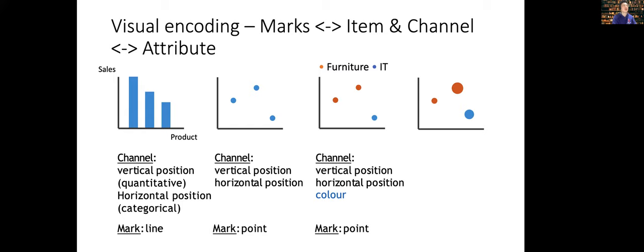Okay, so I would say the sales and products, and here we say product types, are not items. These are the attributes about the product you want to show. In terms of actual items, it is just these three products.